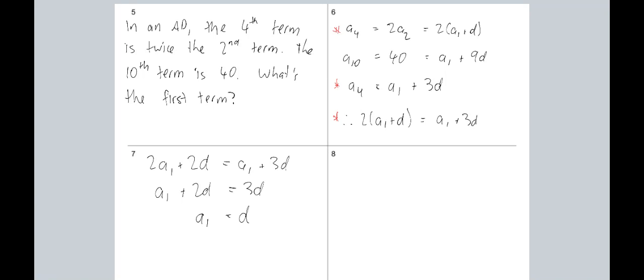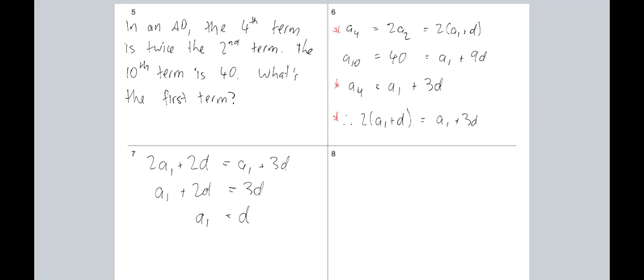I still haven't really used the 10th term, though. So far, it could be lots of different sequences, like I just said. But that 10th term is 40, I haven't used yet. Let's use it, like in the optimization unit where we have another constraint. We've got this relationship that the first term and difference are the same. Our constraint is that the 10th term is 40, so we've got to use that.